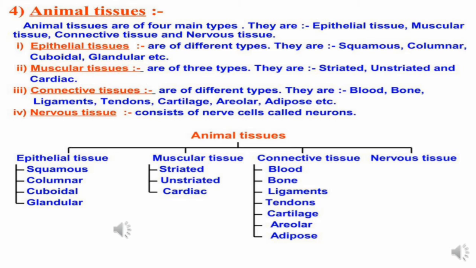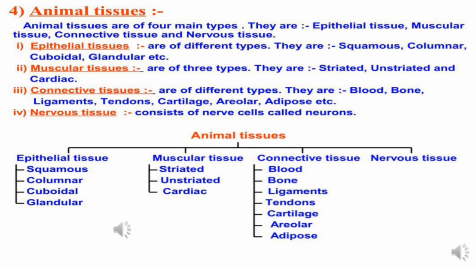Next we have muscular tissues. They are of three types: striated, unstriated and cardiac. Then next we have connective tissues. They are of different types. They are blood, bone, ligaments, tendons, cartilage, areolar, adipose, etc. Next we have nervous tissue. It consists of nervous cells called neurons that we will discuss later on in the next class.